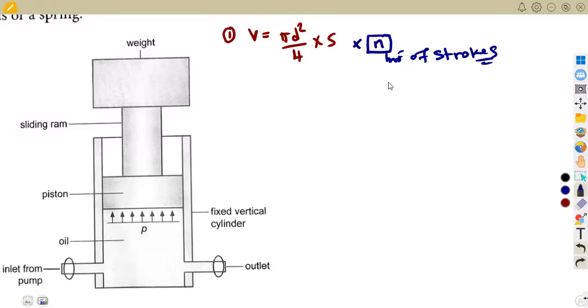The moment you are given number of strokes per second, it implies that your volume is going to be calculated as volume per second, which is in cubic meters per second. So it depends on what you are given. We shall talk about that depending on the questions that you'll be given.